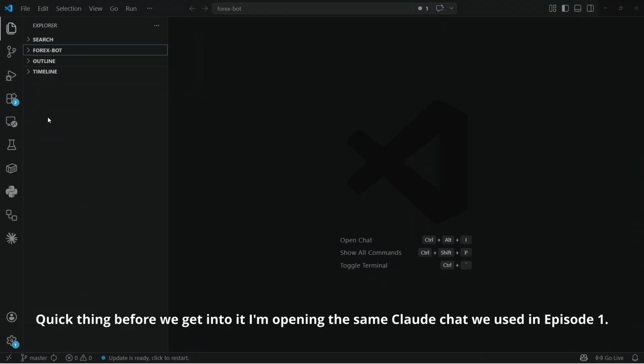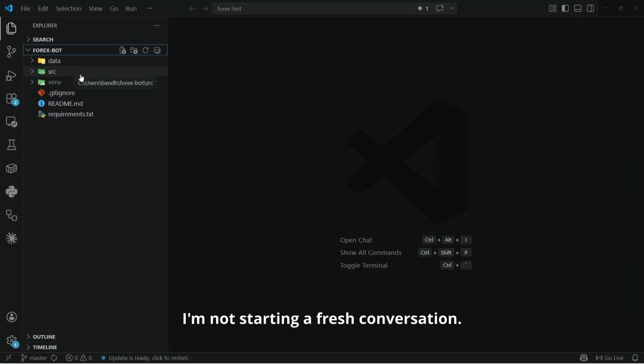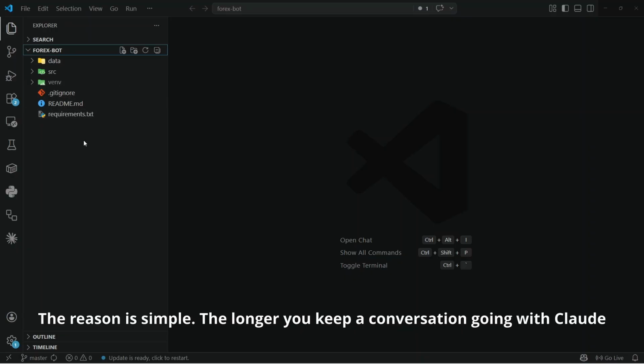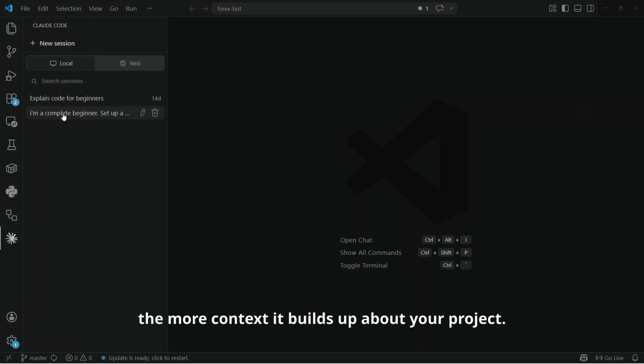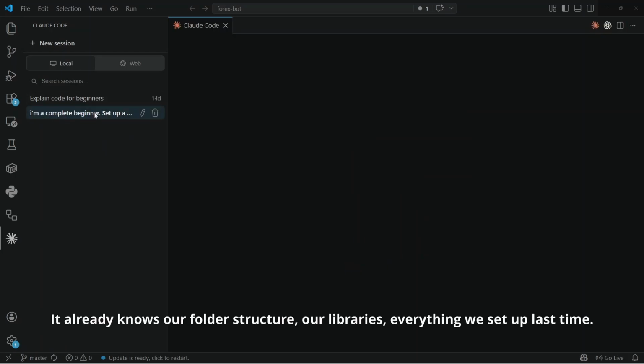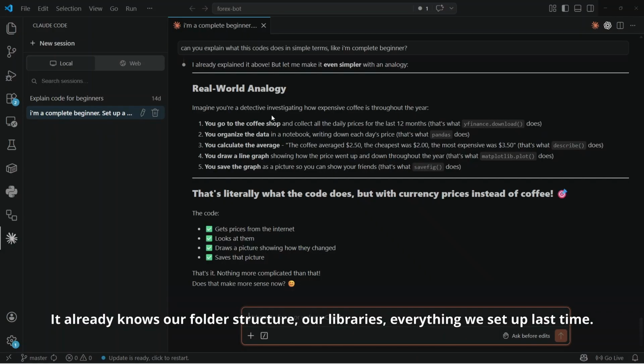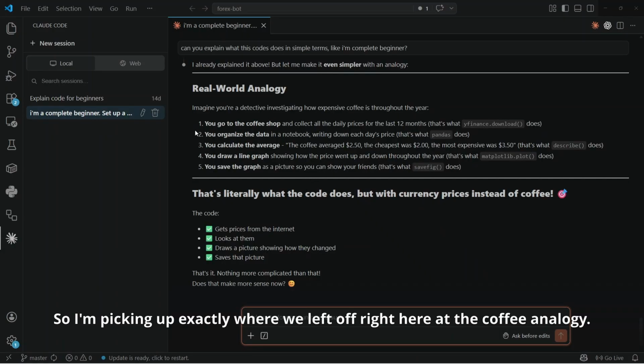Quick thing before we get into it. I'm opening the same Claude chat we used in episode 1. I'm not starting a fresh conversation. The reason is simple. The longer you keep a conversation going with Claude, the more context it builds up about your project. It already knows our folder structure, our libraries, everything we set up last time. So I'm picking up exactly where we left off, right here at the coffee analogy.